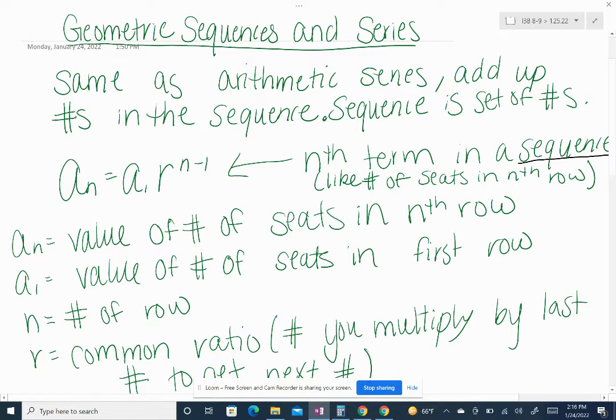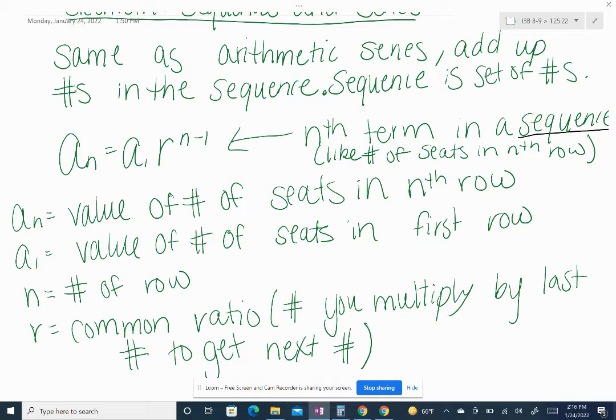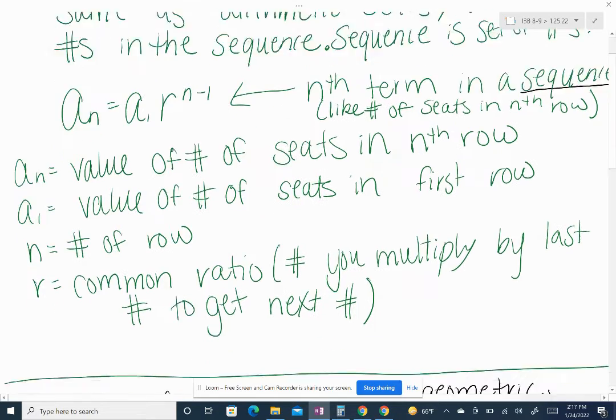So I'll reiterate right there. A of n would be the value of your seats in the nth row. A1 would be the value of seats in your first row. N would be the number of rows that you're looking at. R is your common ratio. Just like arithmetic was with the D, but instead of adding a number every time, it's the number you multiply every time. You multiply it by the last number to get the next number.